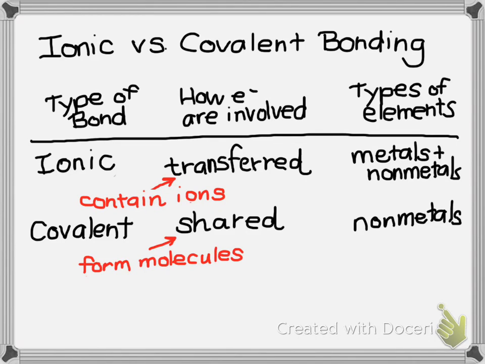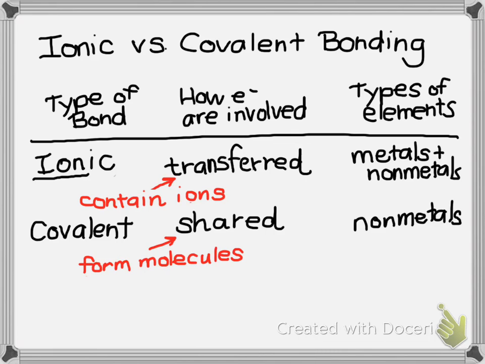Let's compare the two types of bonding we're going to talk about in class, ionic and covalent. For both bondings, the electrons that are involved are the valence electrons, or the outermost electrons. In ionic bonding, there exist ions in the bonding.